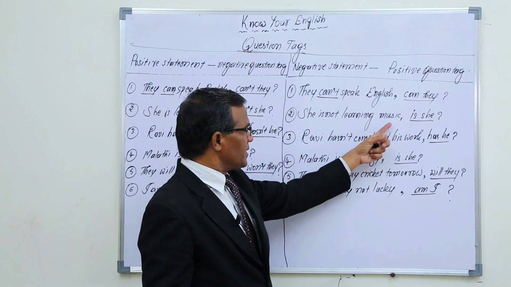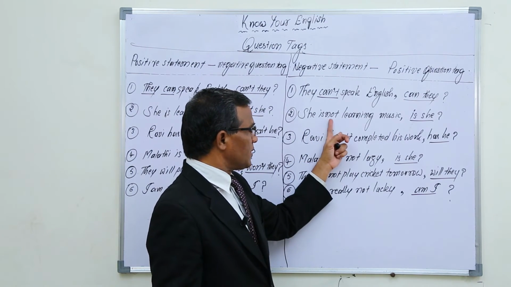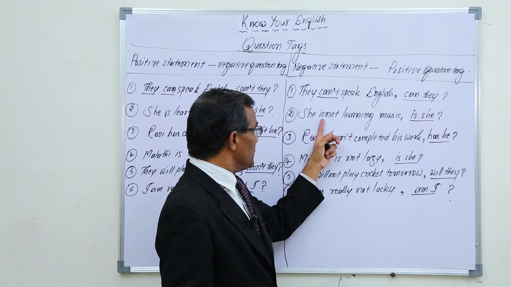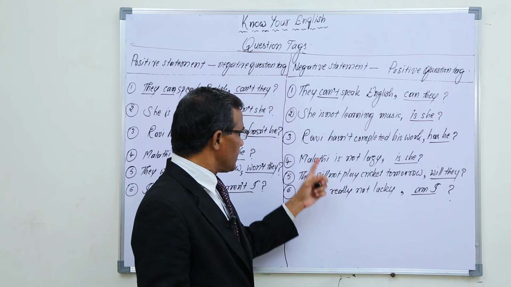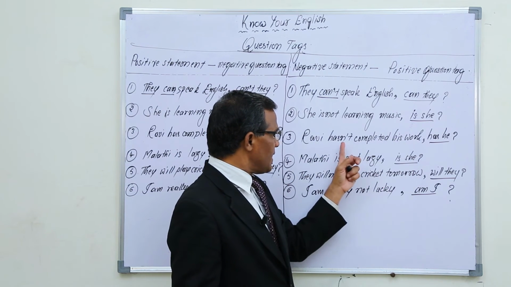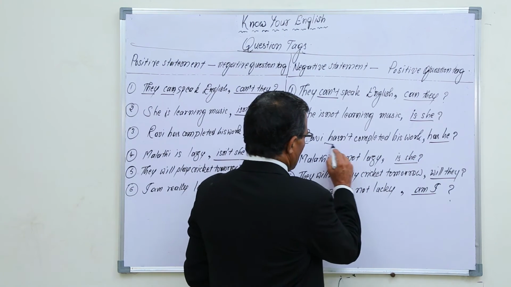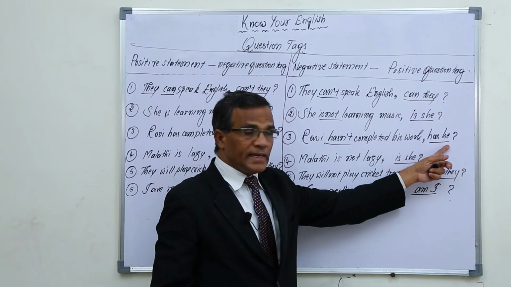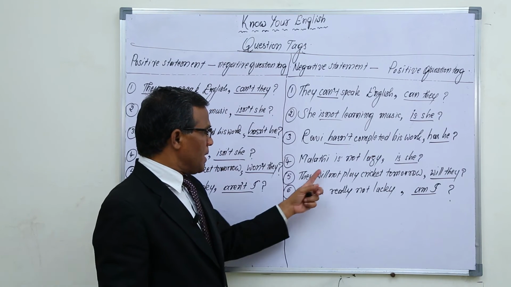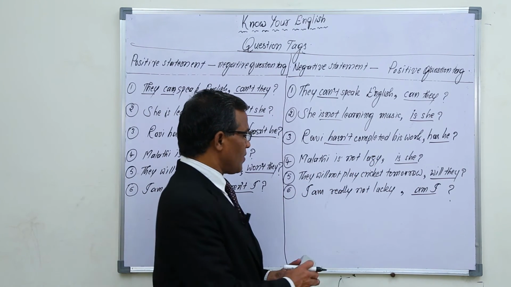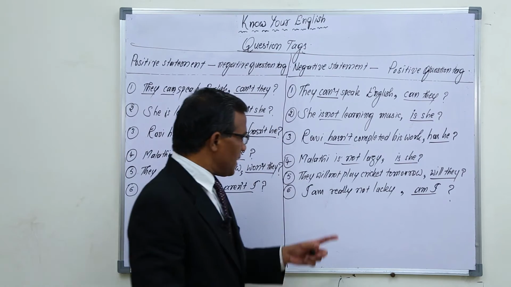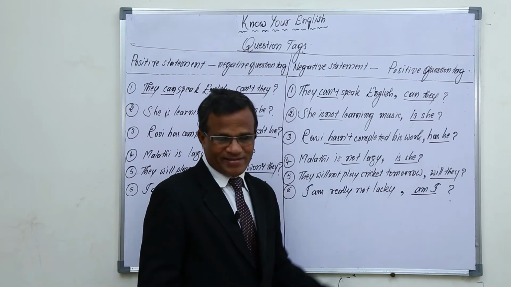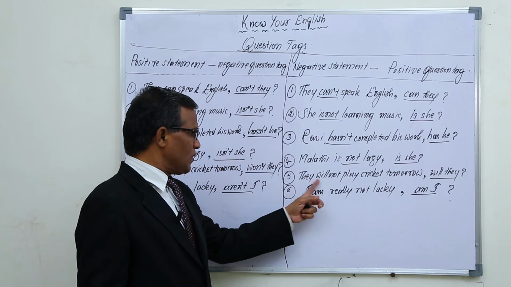And she is not learning music. The word not is here, so it is a negative sentence. That's why, is she? Right. Ravi hasn't completed his work. Hasn't, negative it is also. So that's why, has he, instead of Ravi we have to use only he. Has he? Malati is not lazy. Not is negative here. Is she? They will not play cricket tomorrow. Will they? So not is here, that's why simply will they?